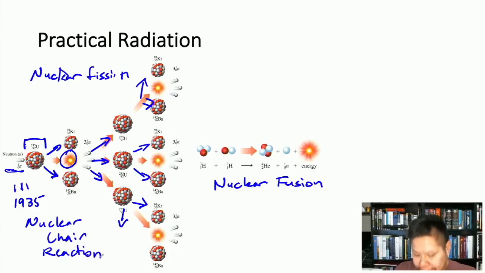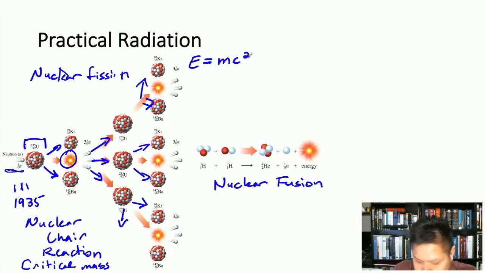And a nuclear chain reaction is achieved when a critical mass of uranium-235 is bombarded with neutrons. And in this process, a lot of energy is made. A lot. So you can actually figure out how much energy is being made because of Einstein and his equation E equals mc squared.